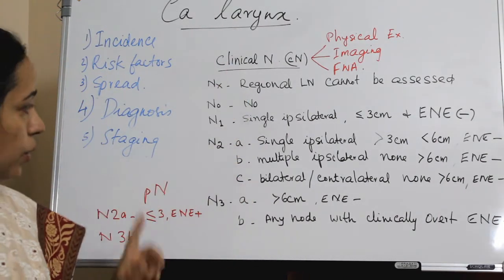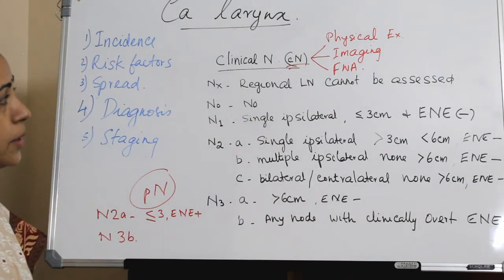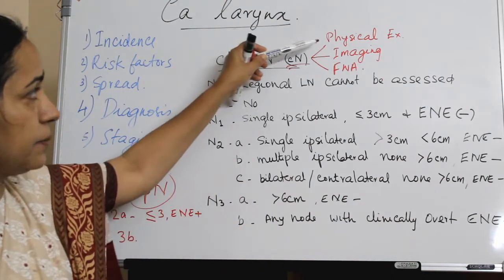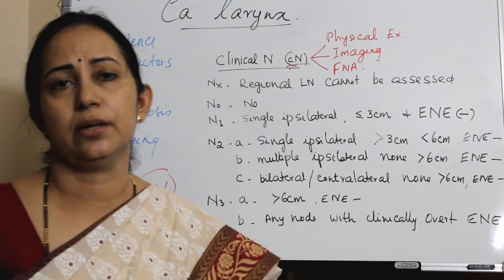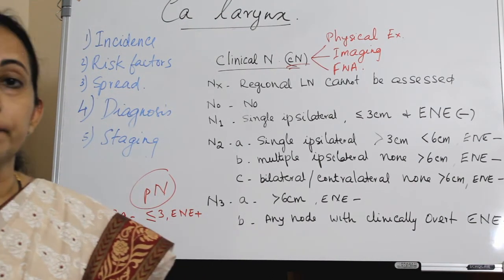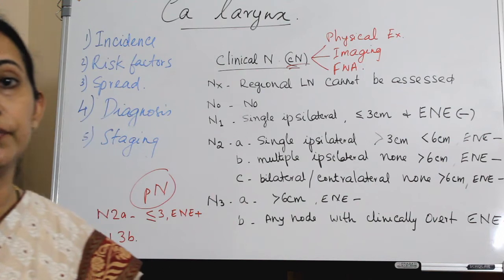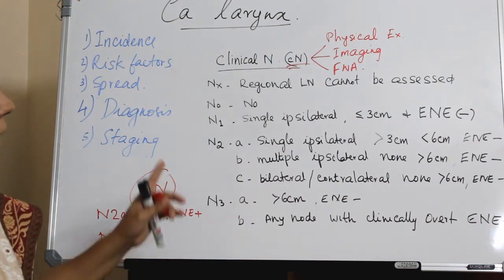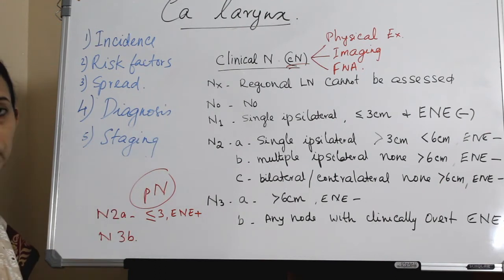they divide them into a clinical nodal status and a pathological nodal status, cN and pN. The clinical nodal status depends upon the physical examination findings, then imaging, mainly radiology, and fine needle aspiration of the lymph node. And the pathological status depends upon histopathological examination of the lymph node after excision biopsy. So that is the difference in the recent advance in N staging, and mostly they are the same in both clinical and pathological.